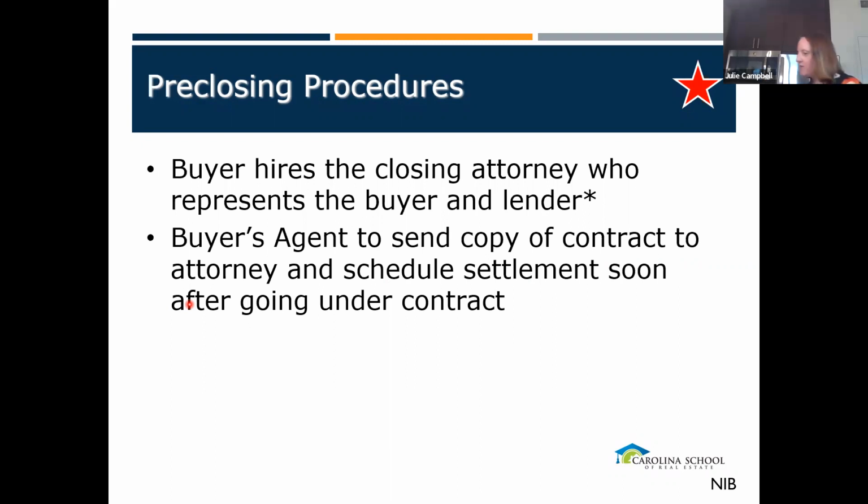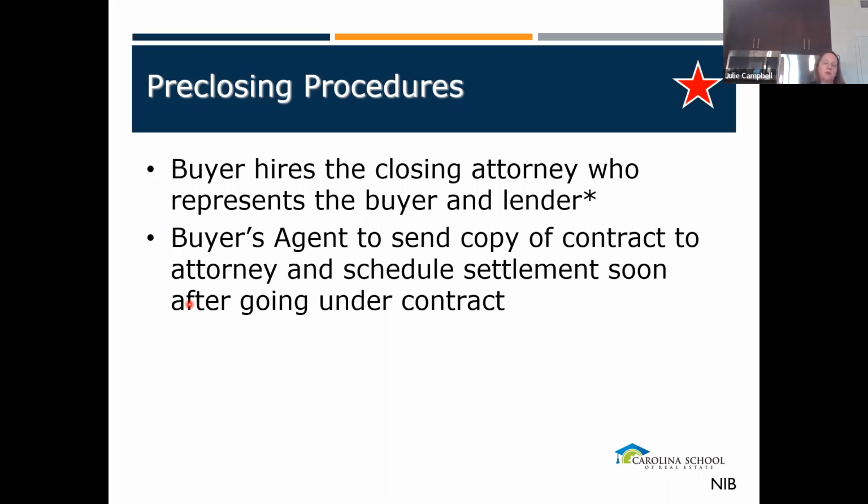If the buyer comes with a lender, the attorney will also work in the best interest of the lender as well. If it's a cash buyer, no lenders around, no lenders involved. Sellers may choose to hire their own attorney. Anybody's always welcome to have their own representation.